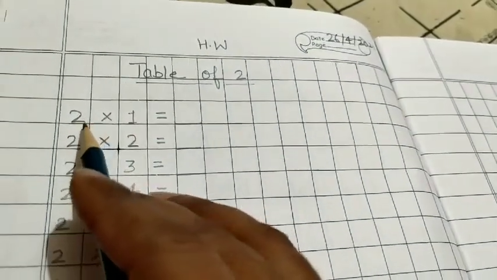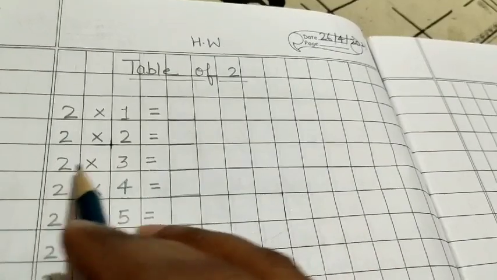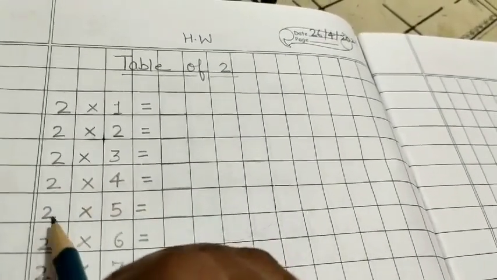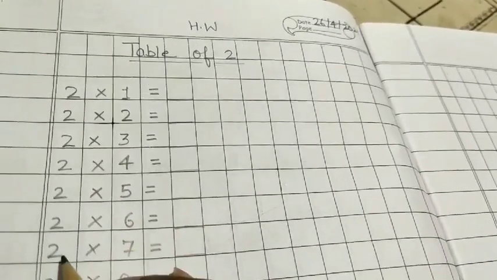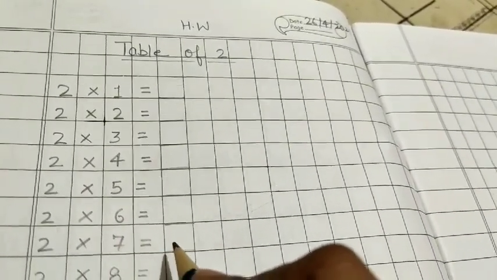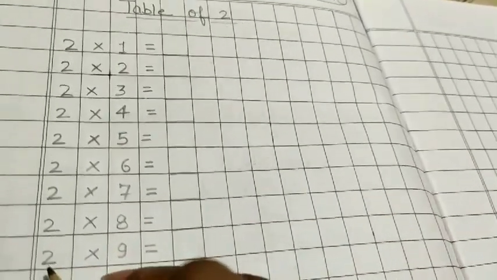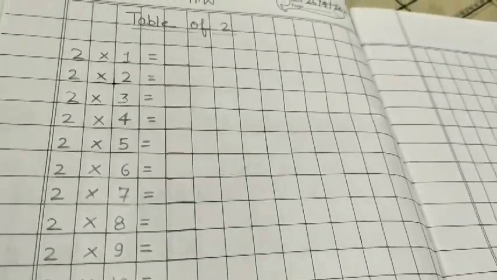Now let's start. 2 1s are 2, 2 2s are 4, 2 3s are 6, 2 4s are 8, 2 5s are 10, 2 6s are 12, 2 7s are 14, 2 8s are 16, 2 9s are 18, 2 10s are 20.